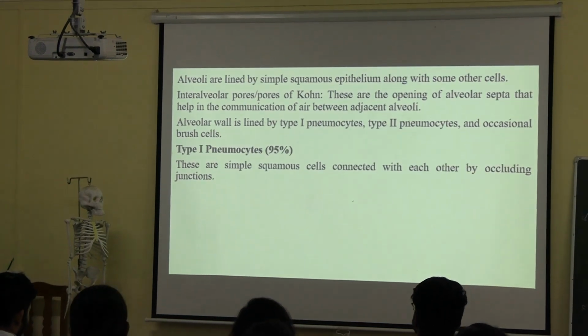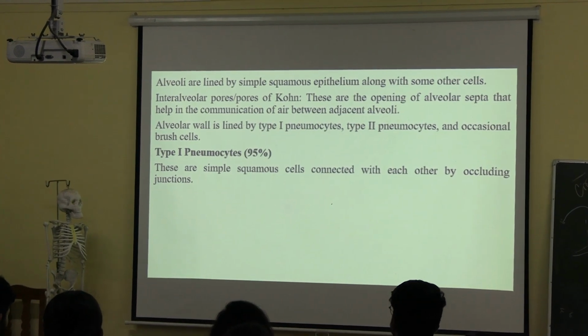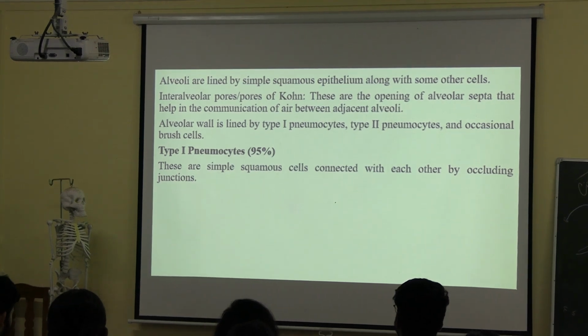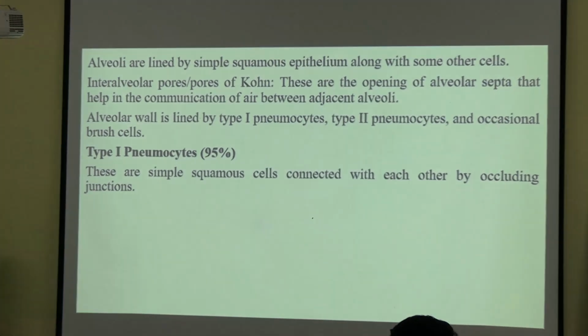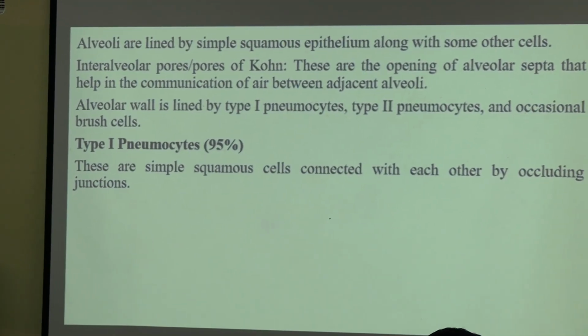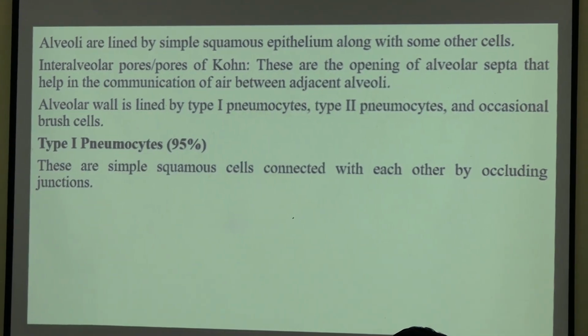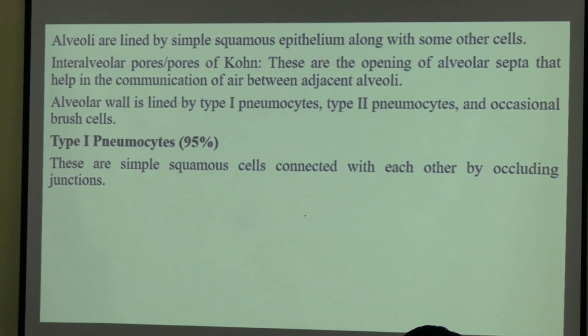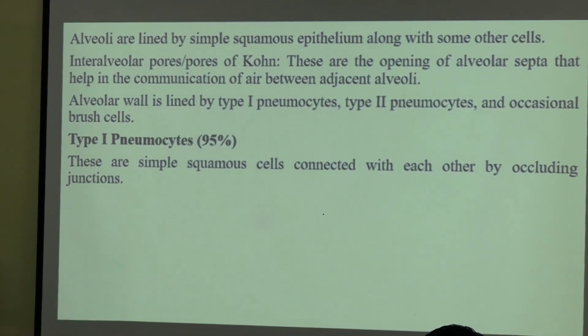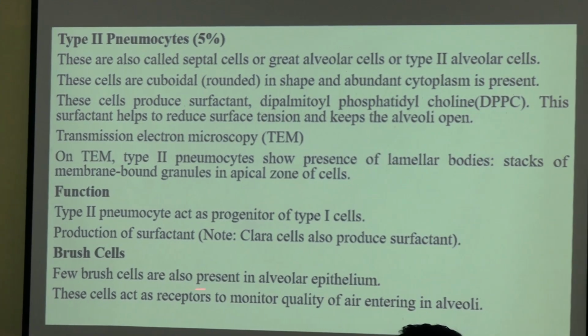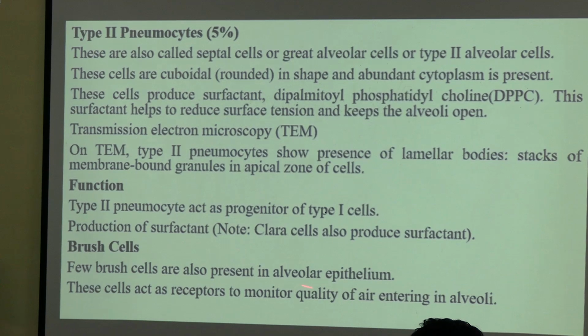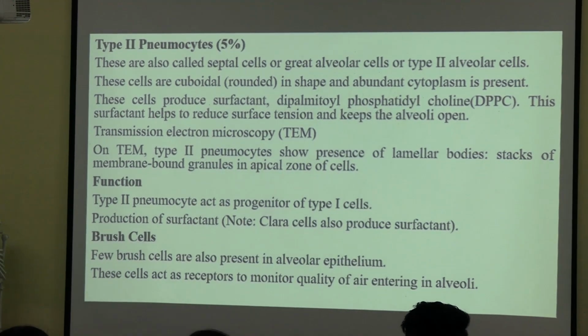Okay, in case of alveoli, as I said, mainly two types of cells are there, pneumocyte 1 and pneumocyte 2. Okay, pneumocyte 1 is nothing but the simple squamous epithelium where gaseous exchange is taking place. Pneumocyte 2, a special type of cell which secretes surfactant, which prevents the collapse of the alveoli. Okay, and along with that some brush cells are also there, that already we have discussed, what are the brush cells and what are the important functions of the brush cells.